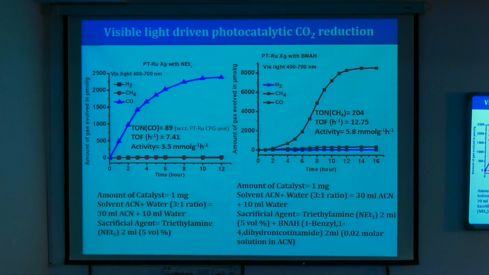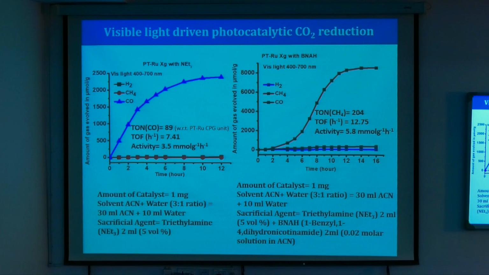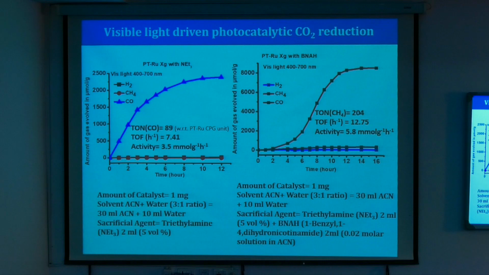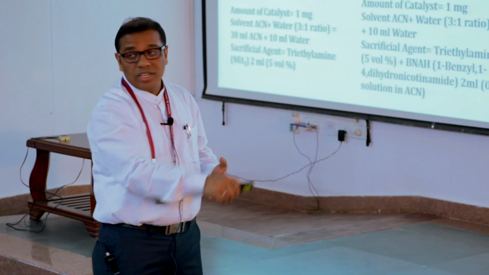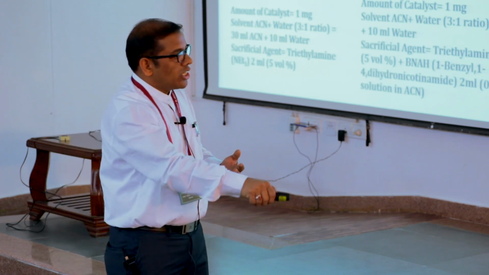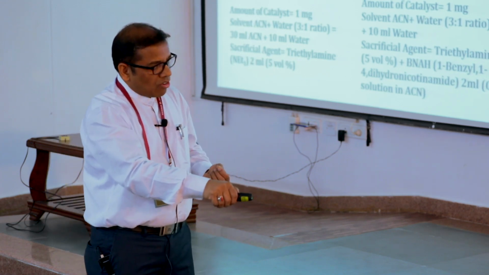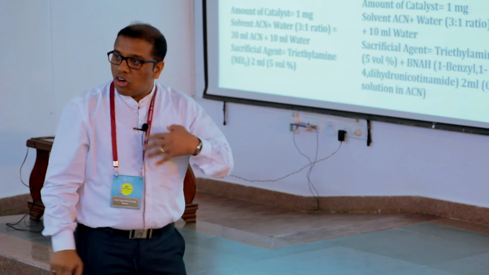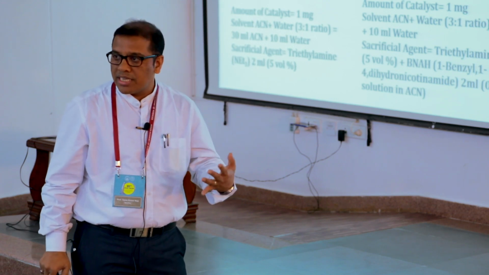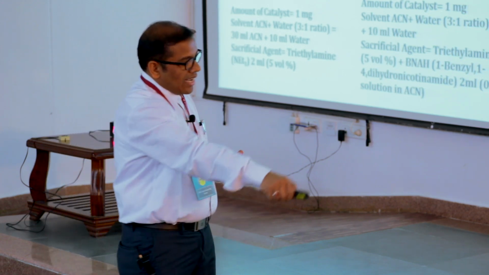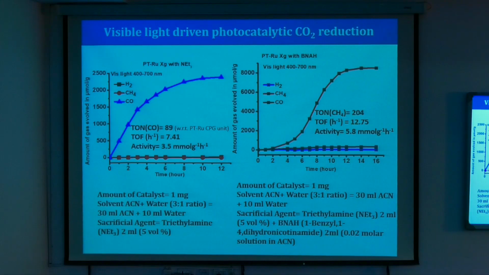But surprisingly, when we change the sacrificial agent to benzyl-1,4-dihydronicotinamide, that is called BNAH, you can get CH4, with a turnover number of 204. It is quite significant. You can get CO2 to CH4 because BNAH is a 2-electron donor and it also simultaneously gives protons to the system. So it is proton-coupled electron transfer, and triethylamine will supply the electrons. So you can get selectively CH4.